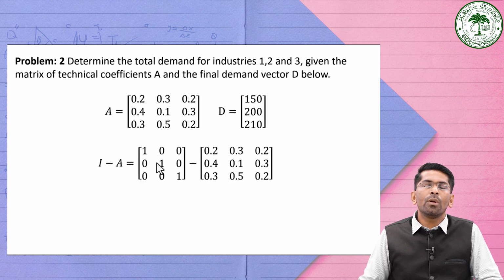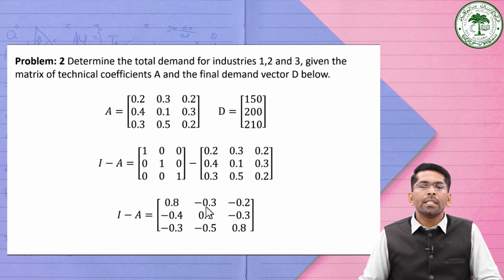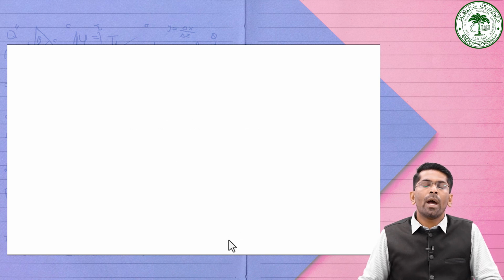First, we want to find out the difference between the identity matrix and the original coefficient matrix. So I am introducing here the identity matrix. It is a 3 by 3 matrix. So the identity matrix minus the coefficient matrix. If you subtract the coefficient matrix from the identity matrix, then it will become 0.8, minus 0.3, minus 0.2, minus 0.4, 0.9, minus 0.3, minus 0.3, minus 0.5 and 0.8. So this is actually I minus A, that means the identity matrix minus the coefficient matrix.